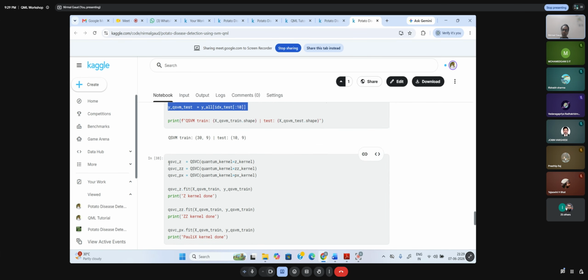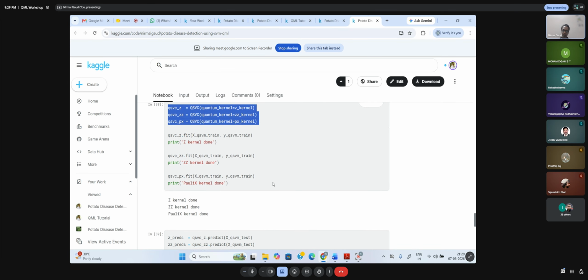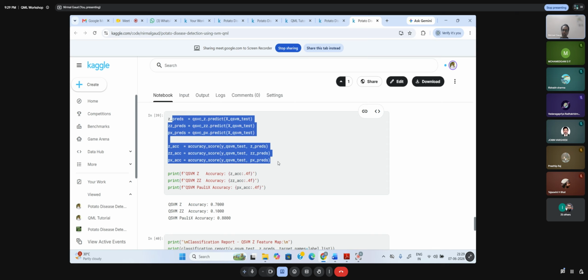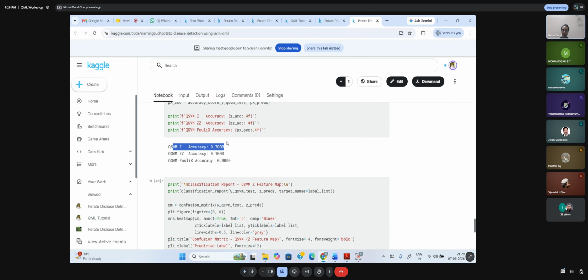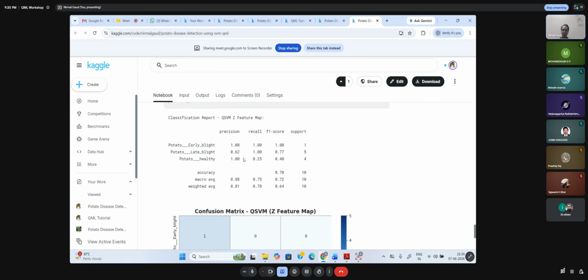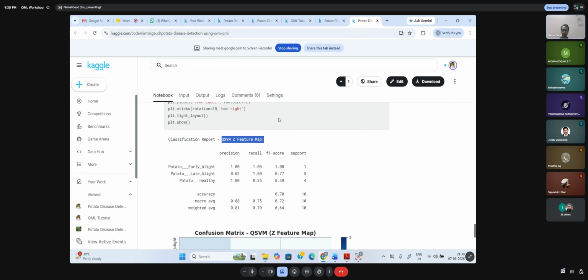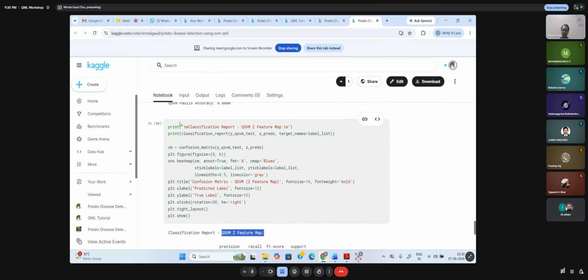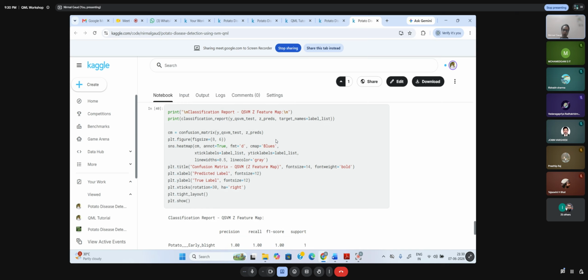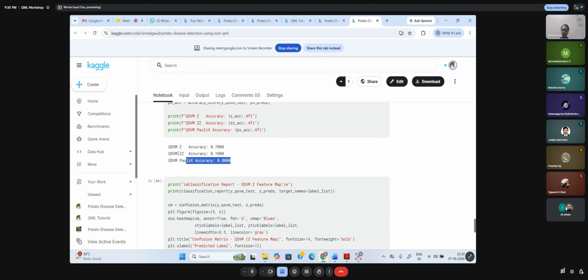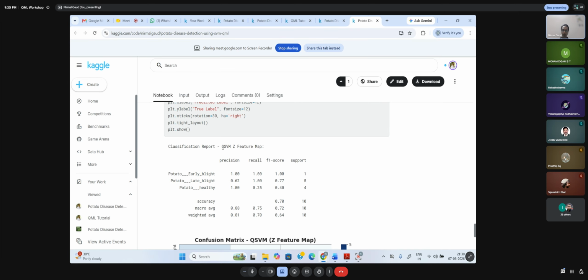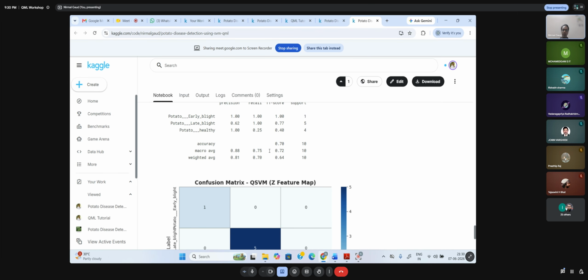And then I'm using all these three kernels, Z, ZZ, and poly, training over these images and doing the predictions. I got accuracy 70%, 10%, and 80%. And then I'm printing the classification report. With the quantum Z feature map, best, 70% I'm getting. I think with poly also I got 80%. I could have printed for poly also. This one failed, quantum ZZ. It's only 0.1, 10% accuracy. With the quantum Z feature map, I'm getting this much accuracy, 70%.